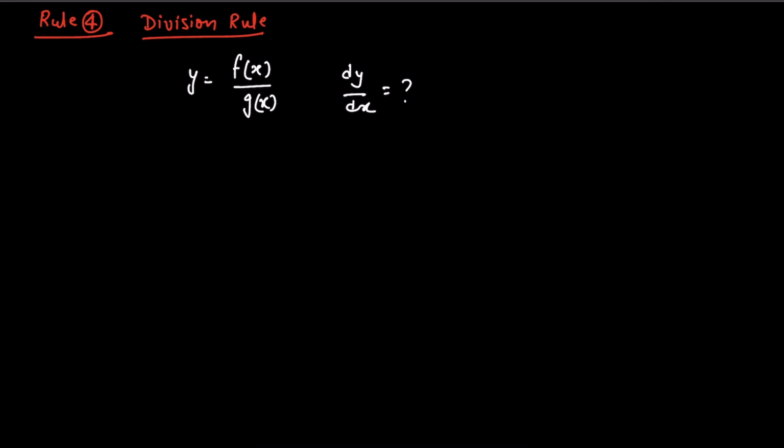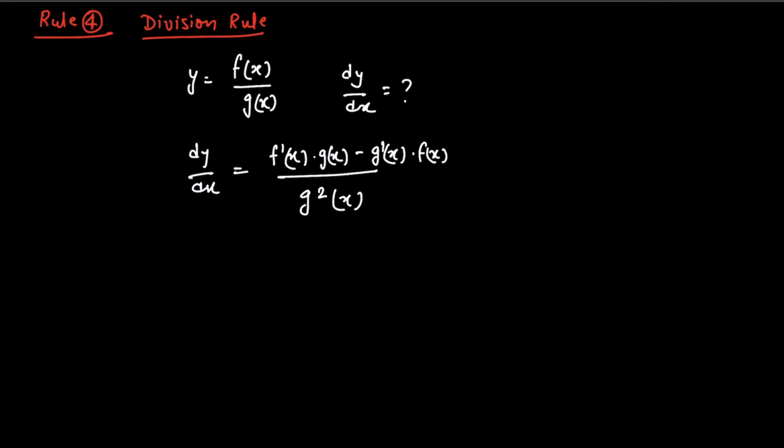So in this case the rule is, first of all, we'll take the denominator square. Whatever there is in the denominator, you do the square of that, and differentiate the first numerator function, f dash x, and multiply by the denominator function, and minus the differentiation of the denominator times the numerator. This is the rule, and that is how we will differentiate in this rule. So let's take one example to understand this one.